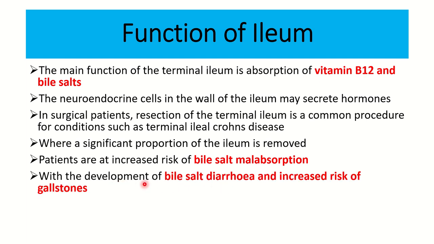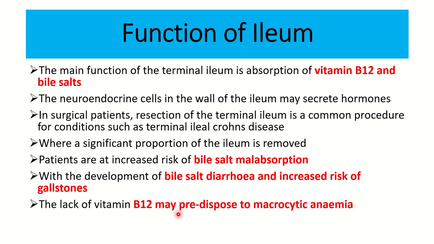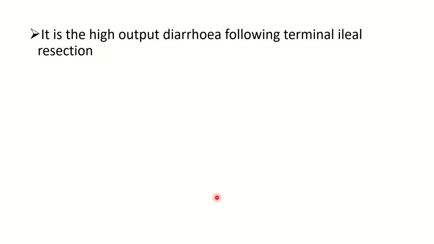And when bile salt present in the GIT is not absorbed in the terminal ileum, it causes bile salt diarrhea and also increases the risk of gallstone, because we know the bile salt dissolves the fat. So when fat is not dissolved, it sediments, and with the calcium and other ions, they form different types of stones. And the lack of vitamin B12 may predispose to macrocytic anemia. So two important problems develop after resection of the terminal ileum. One is bile salt diarrhea, with increased risk of gallstone, and the other is macrocytic anemia.